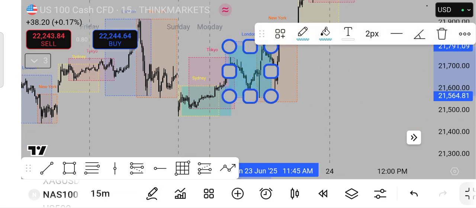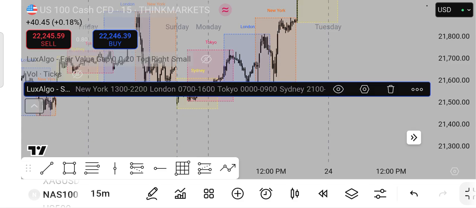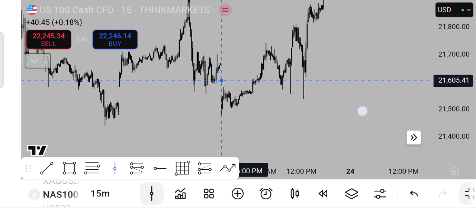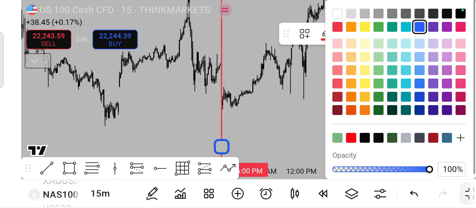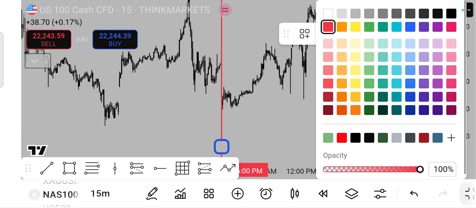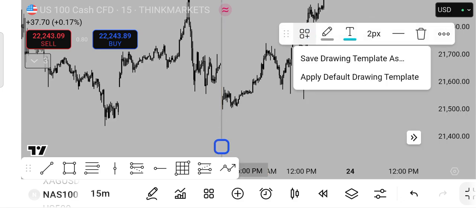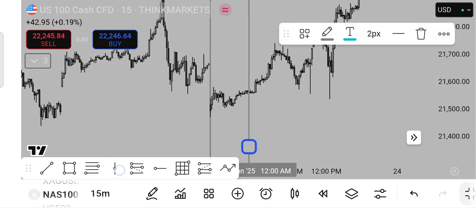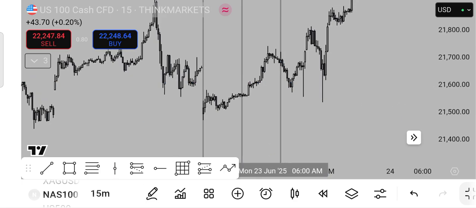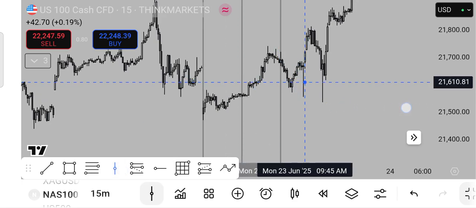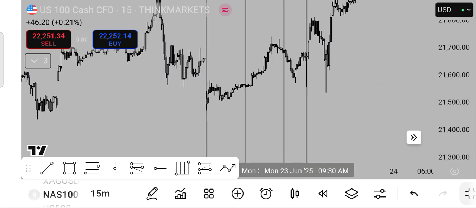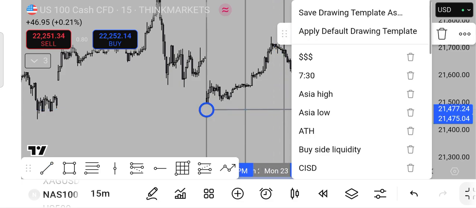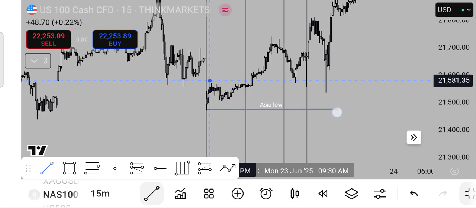Okay, I will take this example and show you how to mark liquidity and take some trades also, live. Okay, this is 6, this is 12. I have marked this London session opening, and this is 9:30. Okay, so this is our Asia low. Okay, brother, and this is our Asia high.